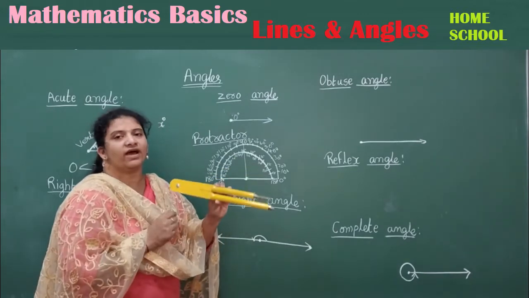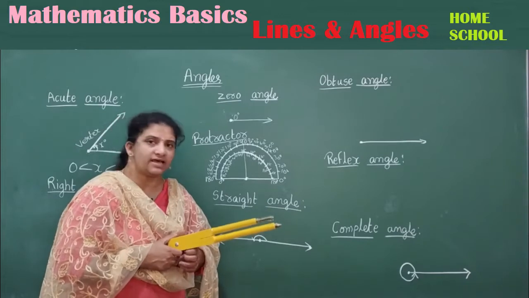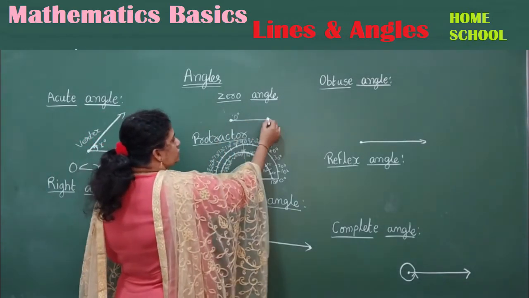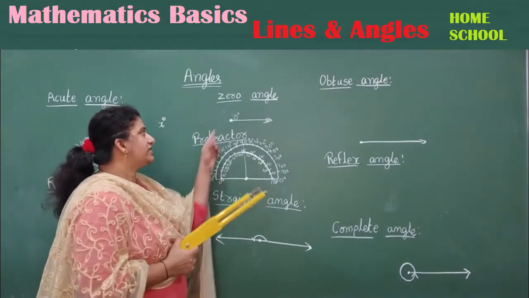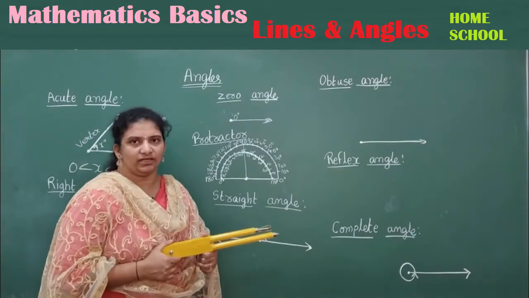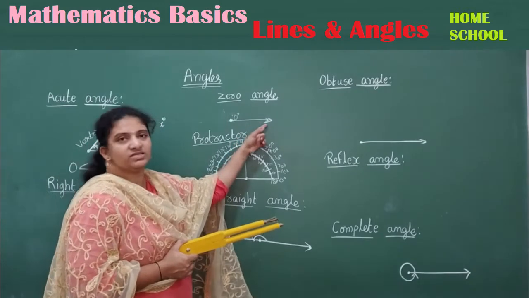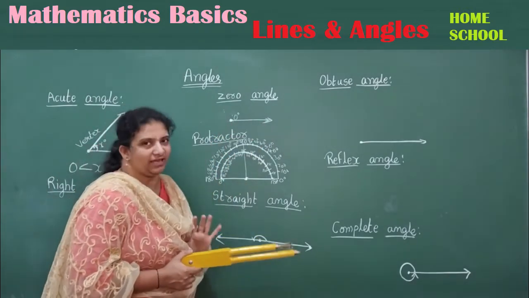So this type of angle is called a zero angle. What is this angle, children? Zero angle. Observe here, these two arrows are one above the other, fixed from one point. Okay, they are not moving any side. The two arms are emerging from the same point or on the same line, right?